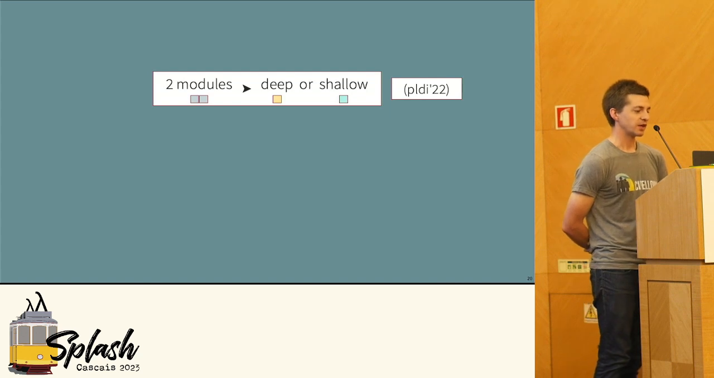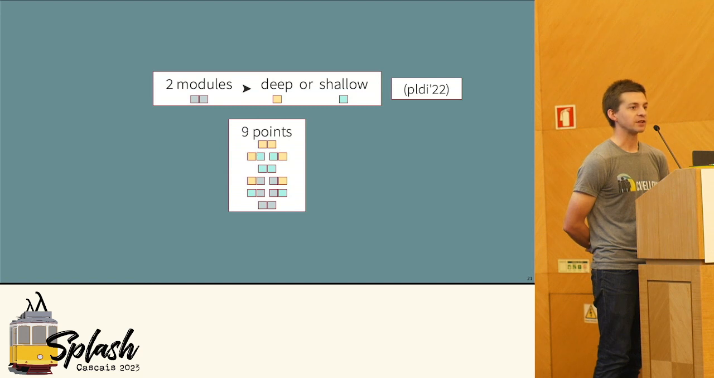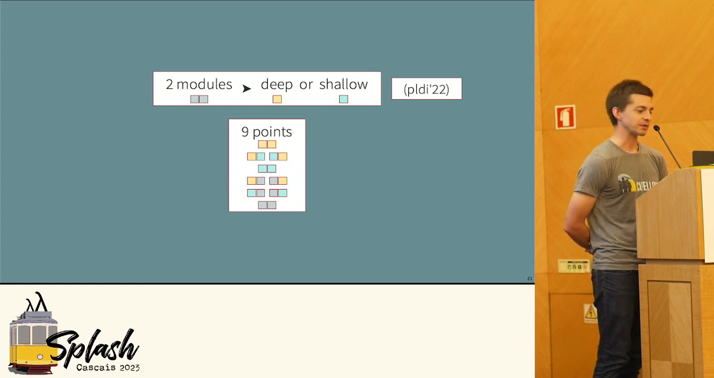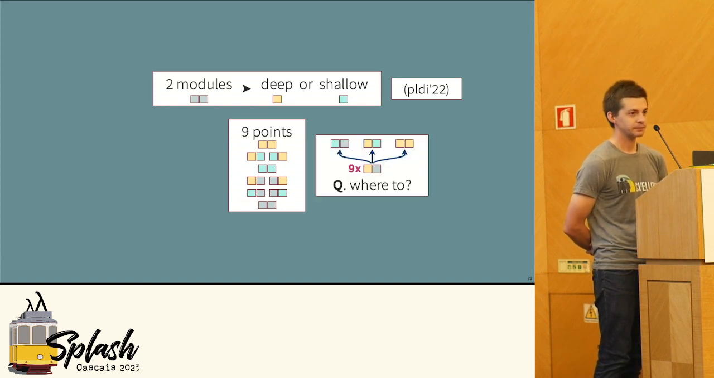Okay, so now, let's see. We can use deep types, we can use shallow types, we can also use both of these in the same program. And this is work I did last year at PLDI. So we have a large space of possibilities. This is that gradually typed lattice. If we started out with 2 components in the program, we now have 9 possibilities. If we go a little bit up.